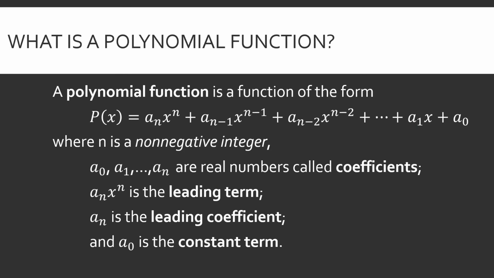Let's go back to the definition. So from the form of our polynomial function, we can see letters A with different subscripts. So from a sub 0, a sub 1 up to a sub n, these are any real numbers and also they are called coefficients. The first term that consists the highest exponent is called the leading term. So here in our form, it is a sub n x to the power of n.